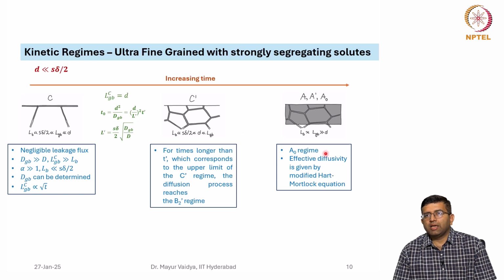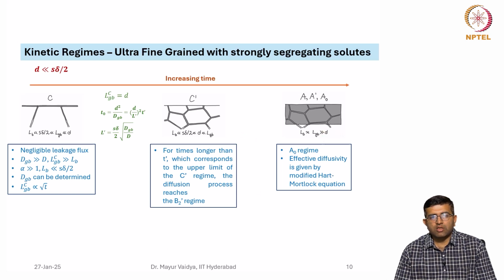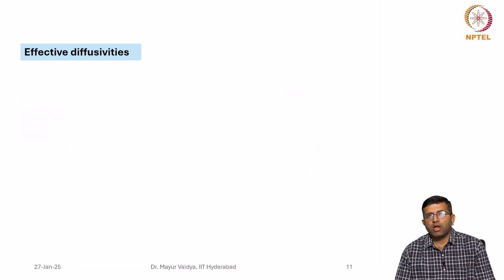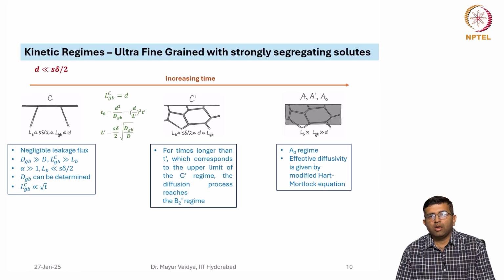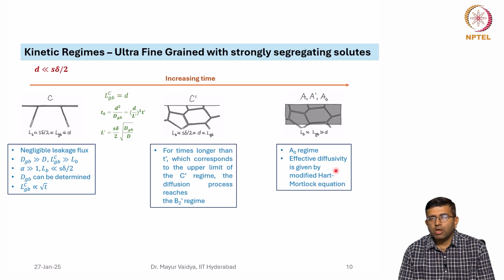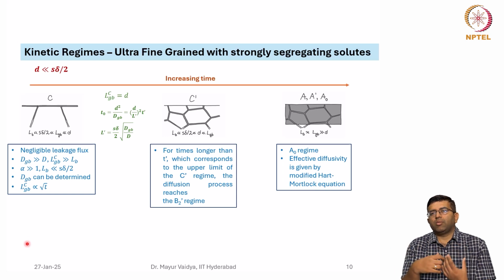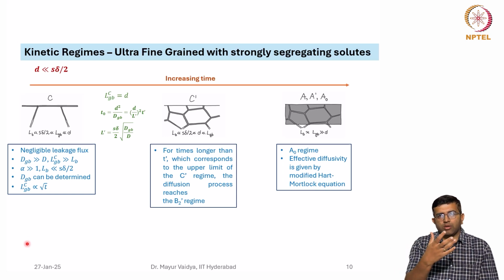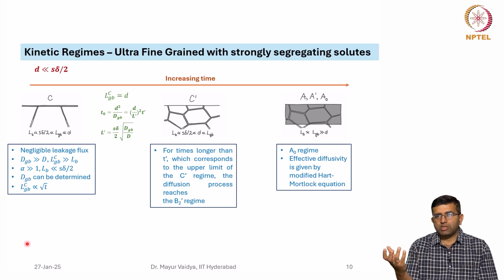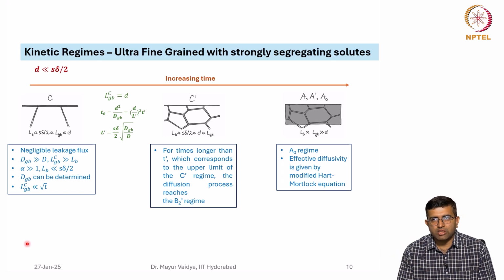What happens is the A regime is attained, it is referred to as A naught, indicating that we are talking about ultra fine grain structures with very strongly segregating solutes. So, in this case, there is no B regime that enters, it directly goes to the A regime. The effective diffusivity is given by the modified Hart-Mortlock equation, which we will not be discussing, but here the effective diffusivity is not given simply by G D_GB plus (1 minus G) D, or combinations like this.